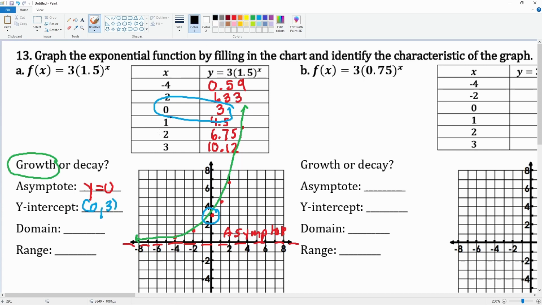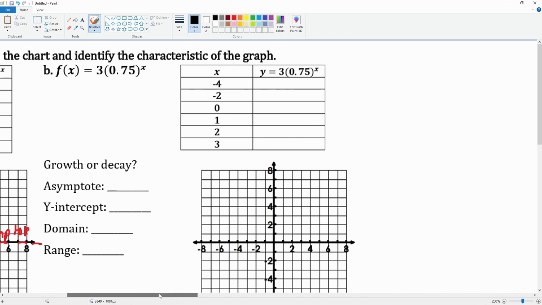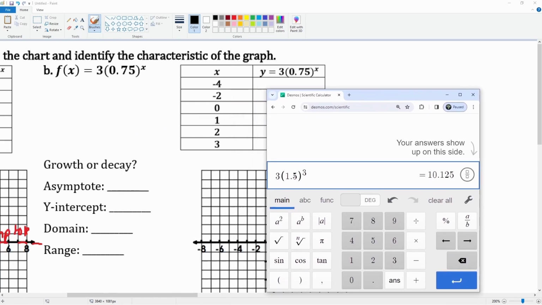The domain is always going to be that same answer, -infinity all the way to positive infinity. And here for the range, the smallest value is 0, in parentheses, all the way to positive infinity. That would be the range. All right. You're going to do the same thing here for B. Okay. You're still going to fill in that chart.